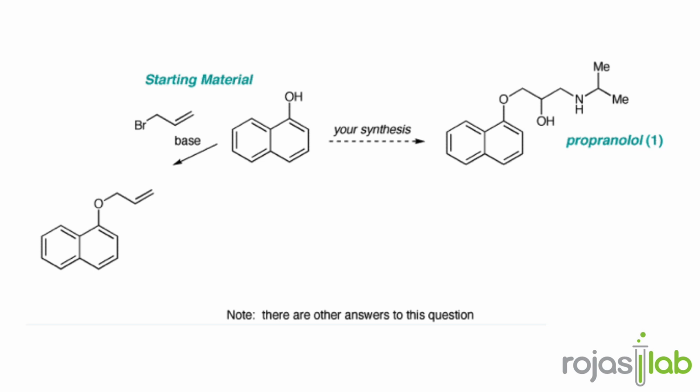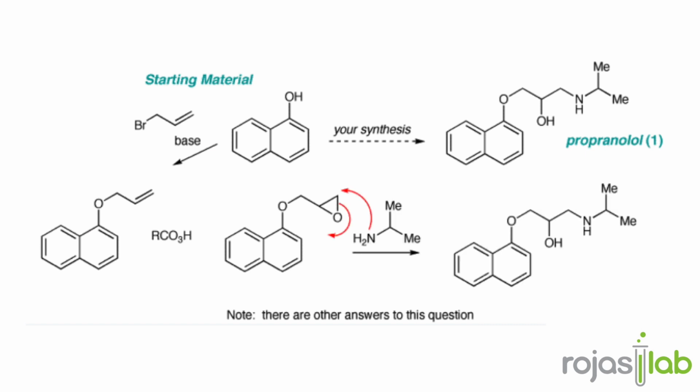To recap, we started with an alcohol and converted it into an ether by introducing a base and an alkyl bromide. From here, we converted the alkene into an epoxide using oxidative conditions, and subsequently opened the epoxide ring to give us our alcohol by introducing a nucleophilic amine.